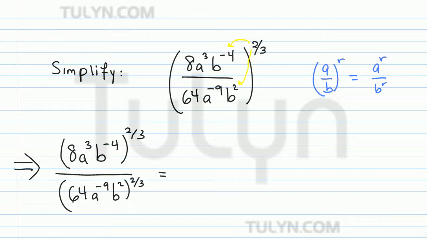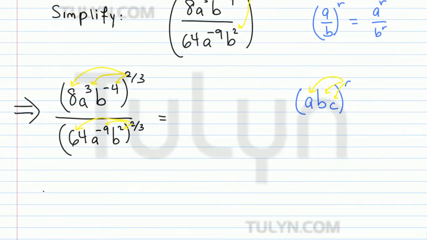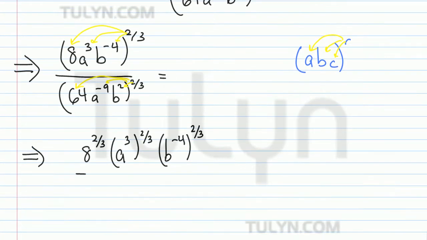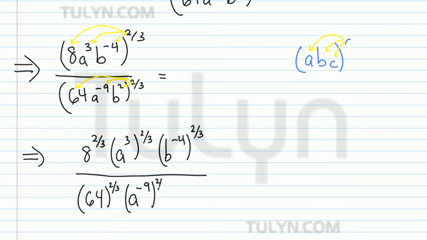Now the second thing you should do is distribute it. And remember, if you have multiplication of terms and then you're taking all of that to the rth power, what you do is you distribute that power to every single one of the terms. So on the numerator, we're going to distribute it to these three terms, and on the denominator, to these three terms. So this becomes 8 to the 2/3, a cubed to the 2/3, b to the negative 4th to the 2/3 on the top, and then on the bottom we get 64 to the 2/3, a to the negative 9 to the 2/3, and then b squared to the 2/3.